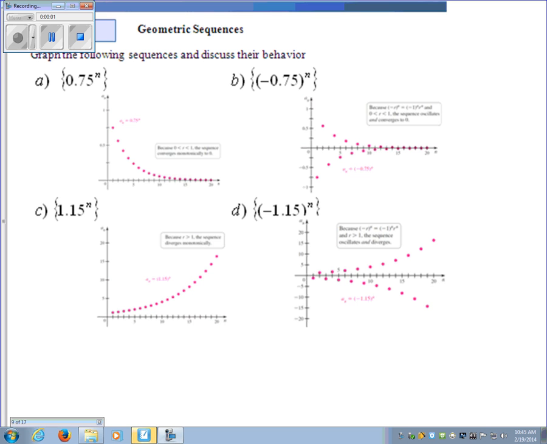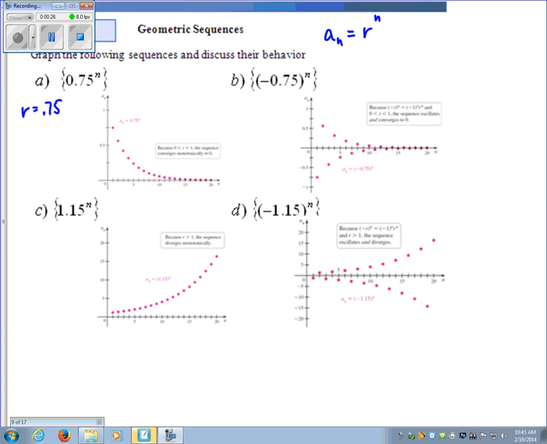to look at a specific sequence. This sequence is defined explicitly with the formula a sub n equal to r to the nth power. Now, depending on the r's value, we'll know whether that sequence converges or diverges, and whether it converges or diverges monotonically or oscillates. Okay, I want to look at the first one here, where the r is equal to 0.75.